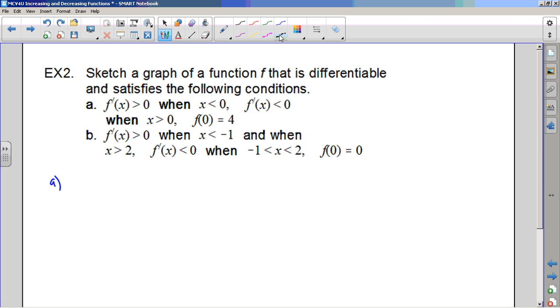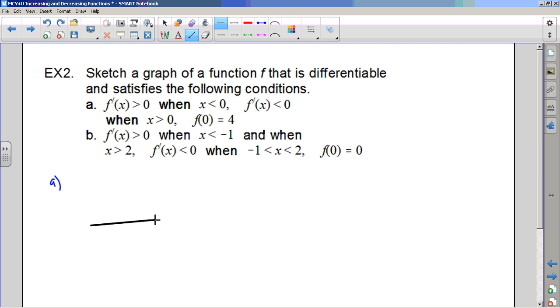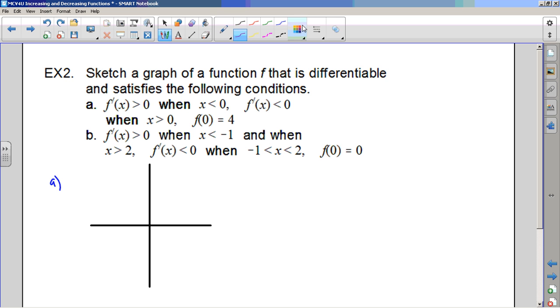f of 0 is 4. So a lot of stuff going on there. What do we do? Well, let's draw a chart and start filling in what's going on. First thing that jumps out at me is that f of 0 is 4. And then it also serves as a cutoff point for the derivative. So the derivative is greater than 0 when x is less than 0.